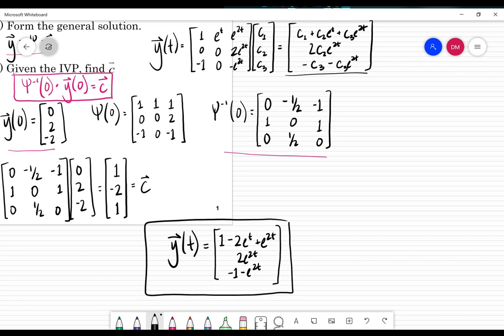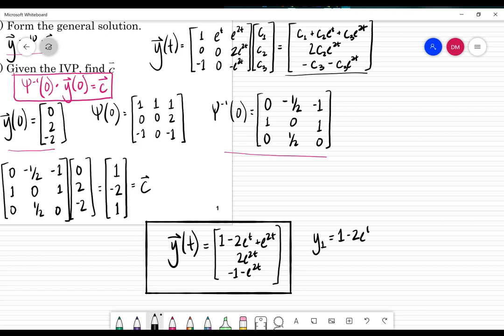Now keep in mind, these are 3 variations or 3 equations that form our solution. So one solution, y1, would be that 1 minus 2e to the t plus e to the 2t. And we could write the same for y2 and y3. So remember, if we're solving a system of differential equations, we actually get 3 equations that form our general solution, and they are all written as elements inside of this matrix here.